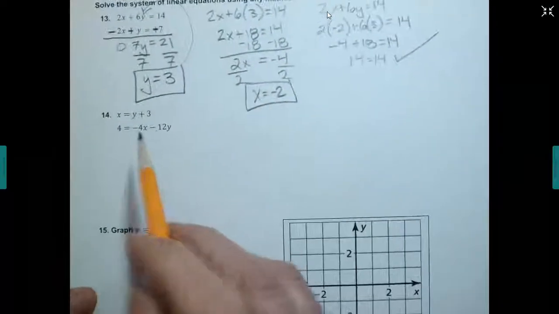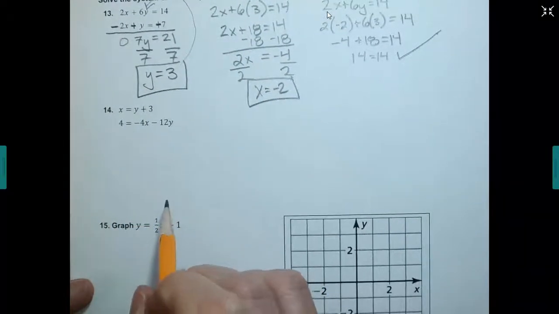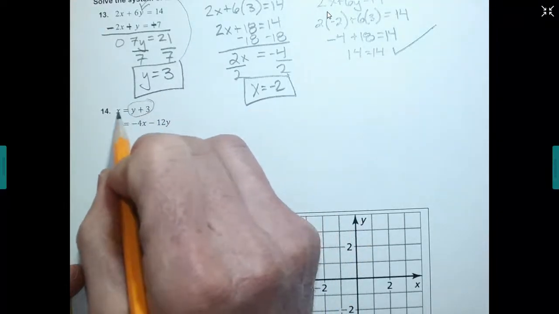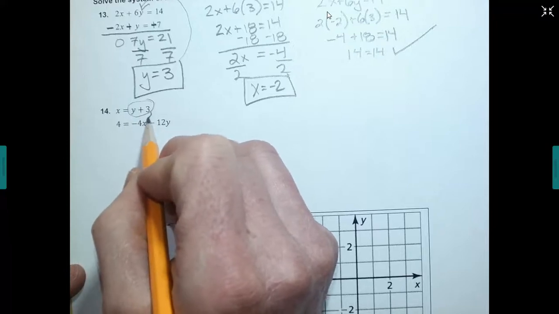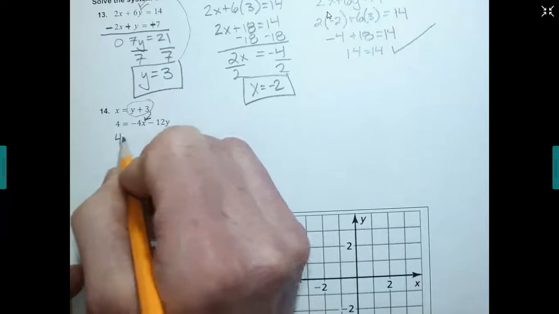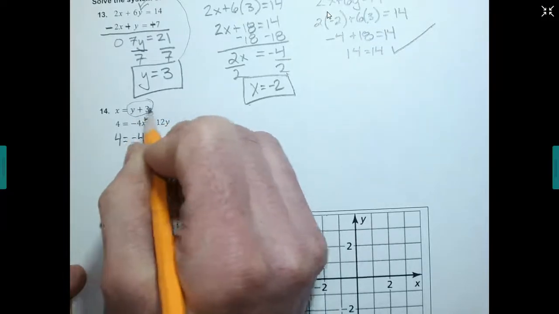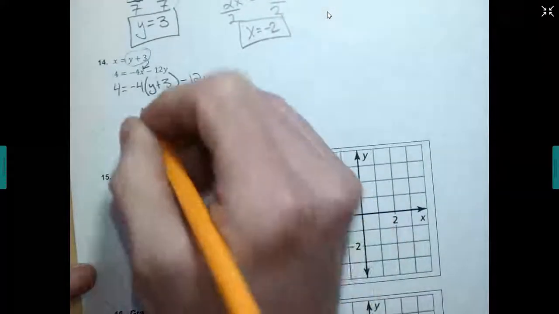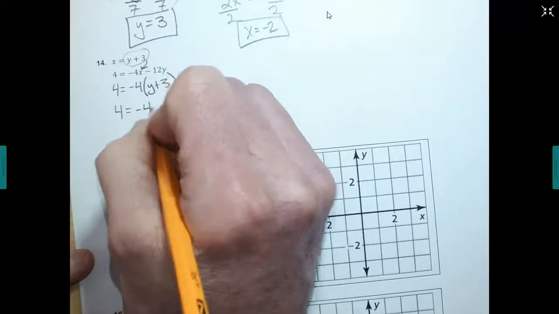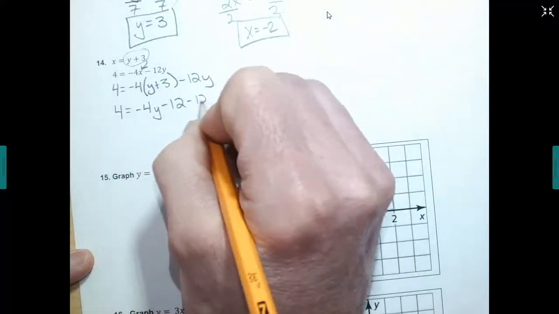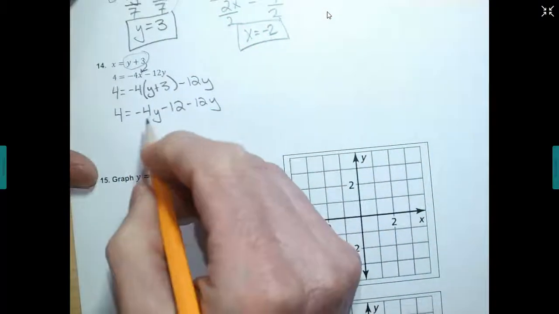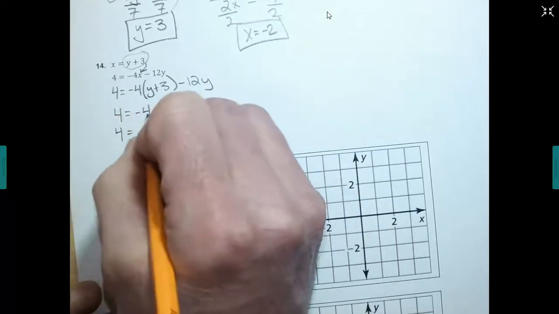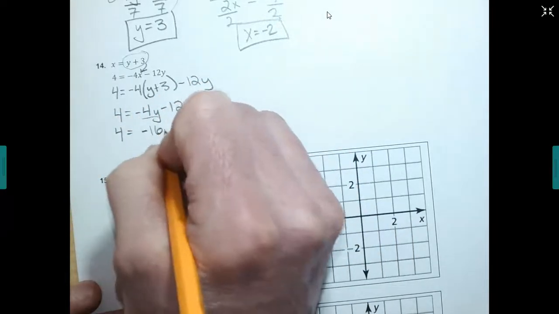Alright, now for these two, I still have two variables in each, but I'm going to use substitution. x equals this, so wherever there's an x in this equation, I'm going to put this. So 4 equals negative 4 times y plus 3 minus 12y. 4 equals negative 4y minus 12 minus 12y. So I'm going to combine my like terms. I have a negative 4y and a negative 12y. So 4 equals negative 16y minus 12.